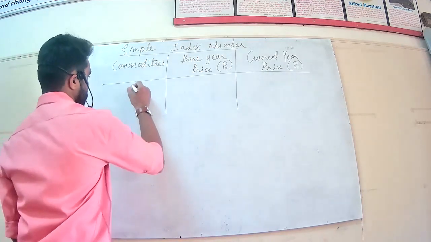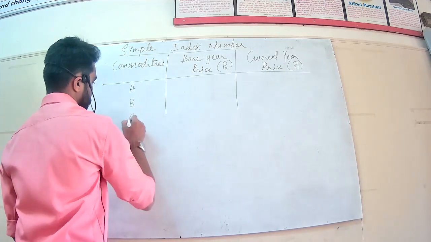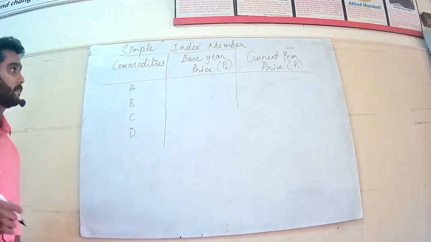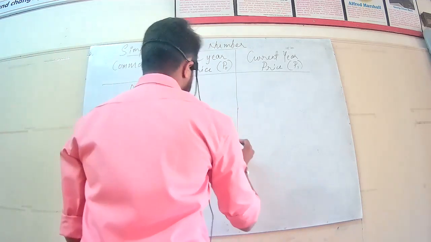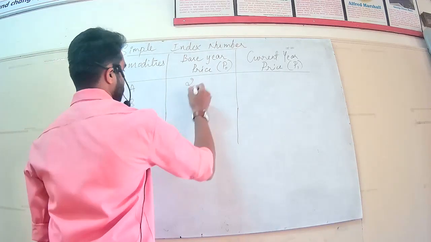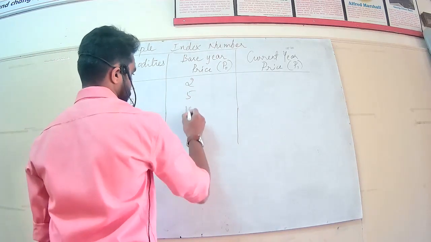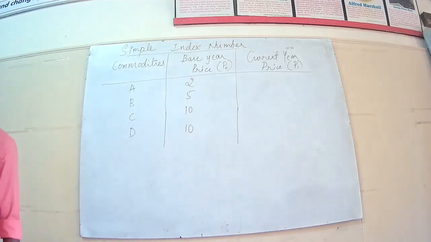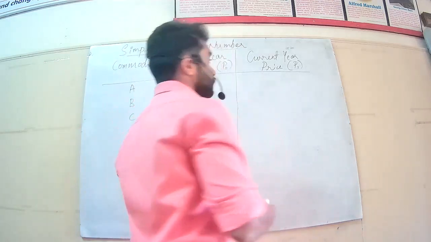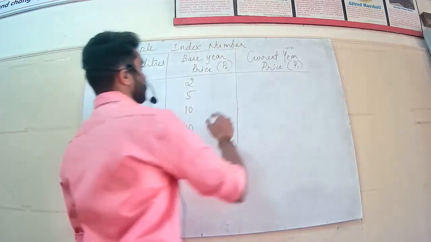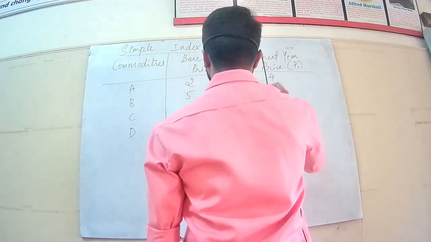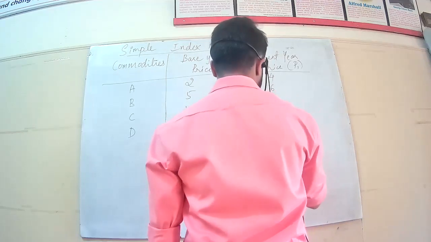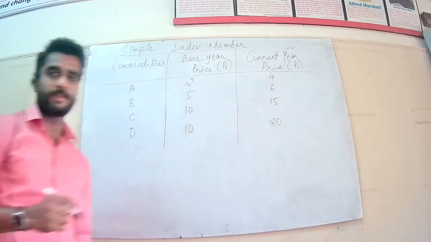Let's say there are four commodities, A, B, C, and D. And let's suppose their prices were 2, 5, 10, and 10. Now, suppose in the present year, the prices have increased to 4, 6, 15, and 20 rupees.